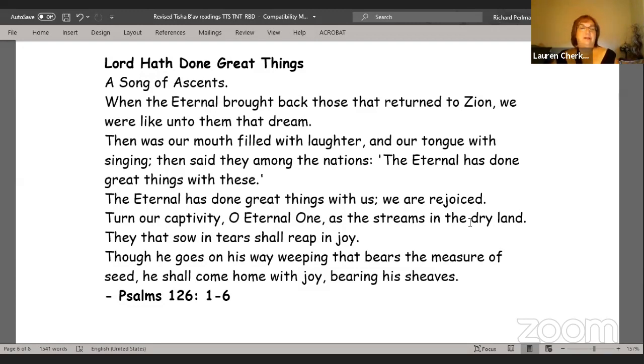We are rejoiced. Turn our captivity, O Eternal One, as the streams in the dry land. They that sow in tears shall reap in joy. Though he goes on his way weeping, that bears the measure of seed, he shall come home with joy, bearing his sheaves.